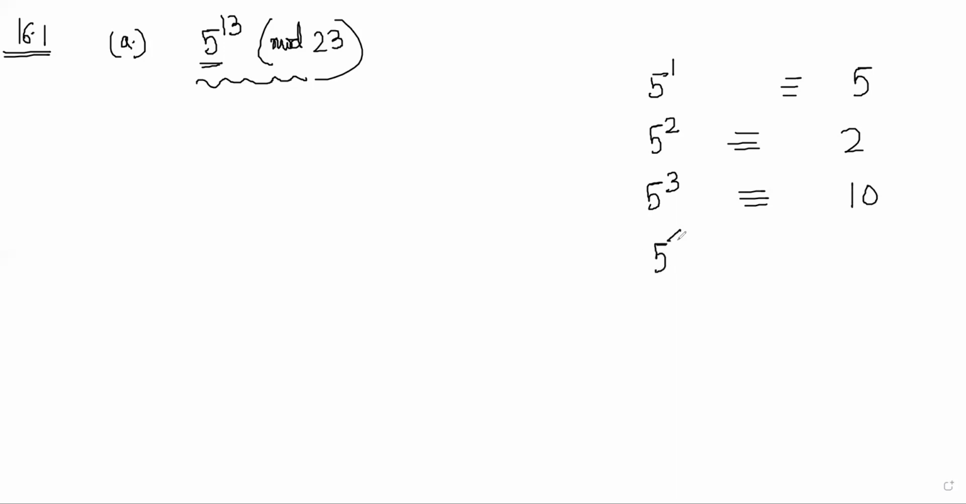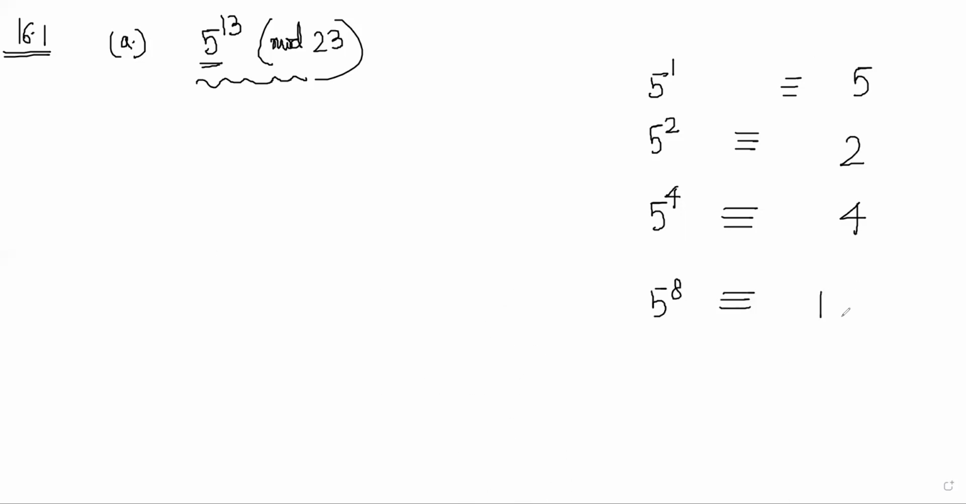5 power 4. Oh wait, why am I doing 3 powers? I don't even have to do 3 powers. I have to go directly to the 4th power. So 625 divided by 23. If you just calculate it quickly, it will be 2 squared, which is 4. Then after that it will be 16. One second, let me check if it is right. Yeah, it is right. 2 square is 4, very easy. And 5 power 8 will be 16 mod 23.